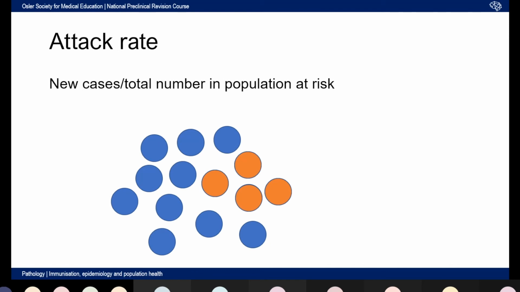So then the attack rate is the number of new cases over the total number of population at risk. So this is our total population, and we get 4 cases. The attack rate would be 4 over the total, which I haven't counted. That's how it works.